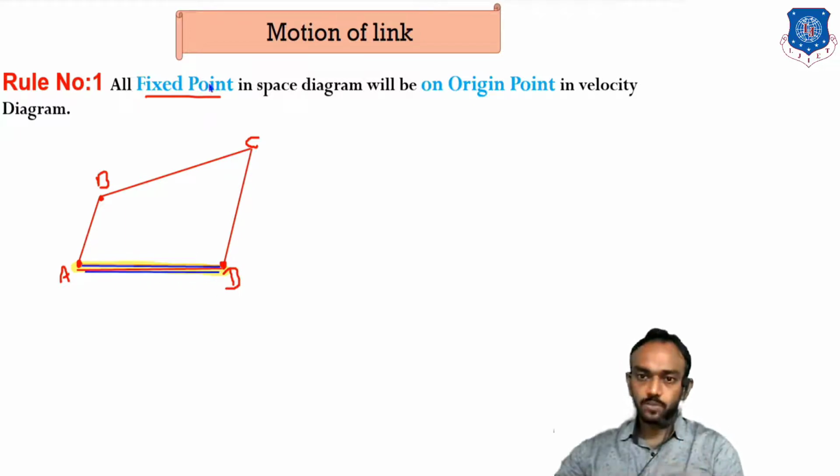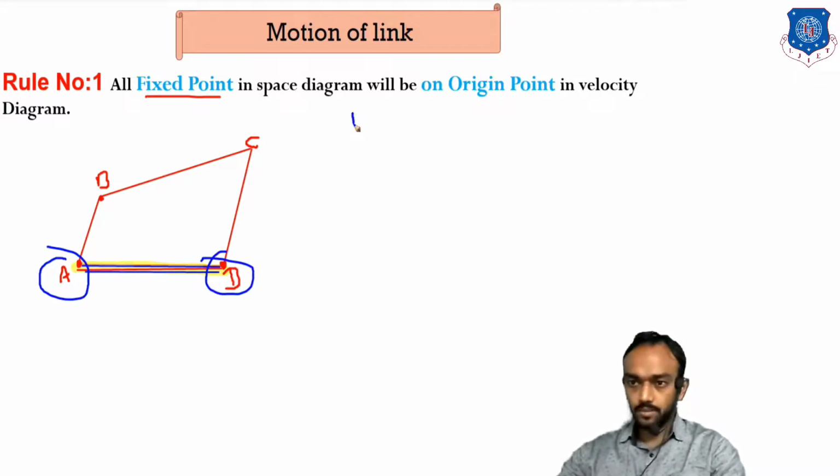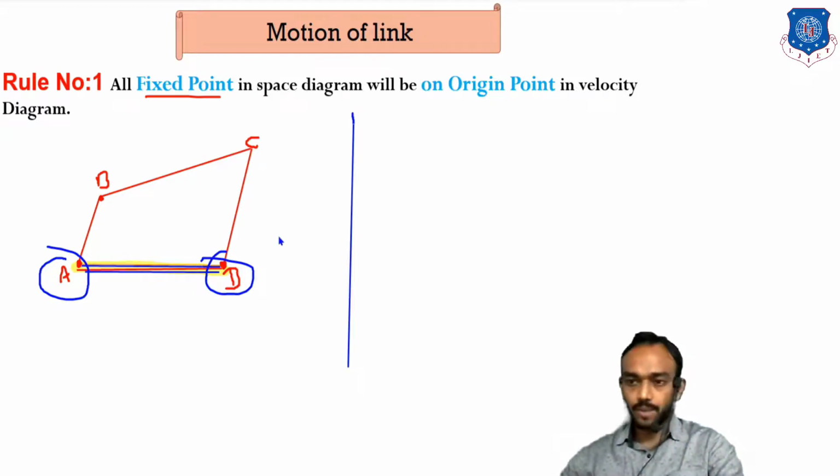So, all fixed points. How many points of this mechanism are fixed? You can say A and D are totally fixed. B and C are moving. So when I start the velocity diagram, the space diagram means the actual mechanism, and after that I draw the velocity diagram. During drawing the velocity diagram, all fixed points, meaning A will be at this point because A has velocity 0. Velocity of D is also 0. So D will be on this same point.